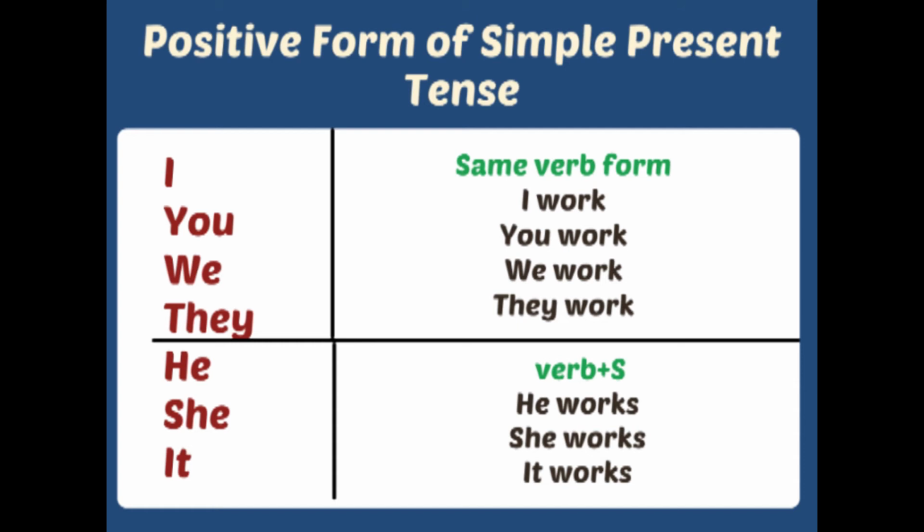I, we, you, they. Now in the positive form I am using the same verb for you so that it gives clarity to you. I, we, you, they, it will be work. Okay, and he, she, it, what will we say? Works. Very good. So I work, we work, you work, they work. He works, she works, it works. Is it understood now?